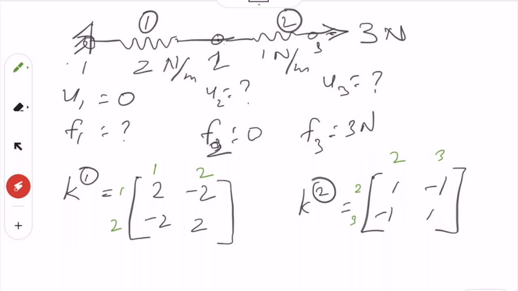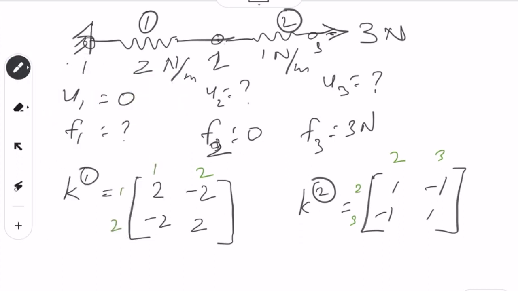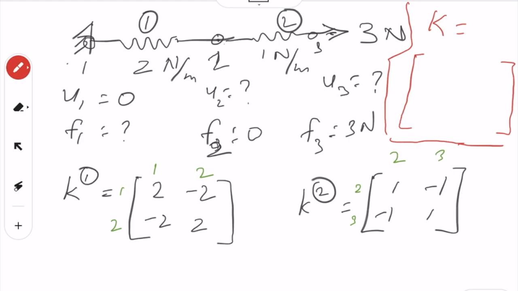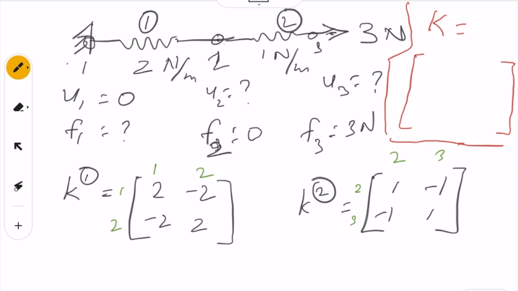So we can write big K, let us write big K here in the corner. Big K is equal to, and here we write like that. You can have 1, 2, 3, similarly 1, 2, 3, these are the global numbering.